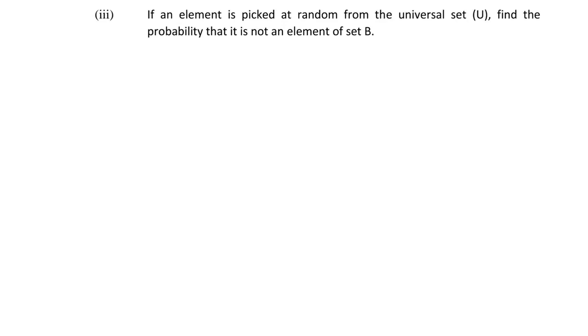Okay, so for Roman 3, if an element is picked at random from the universal set, find the probability that it is not an element of set B. An element that is not an element of set B is the same as set B complement. From Roman 1 above, set B complement has elements A, E, C, F, and G. Then counting the number of elements in B complement, there are 5.